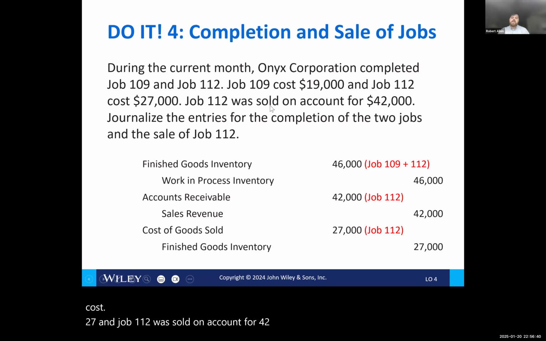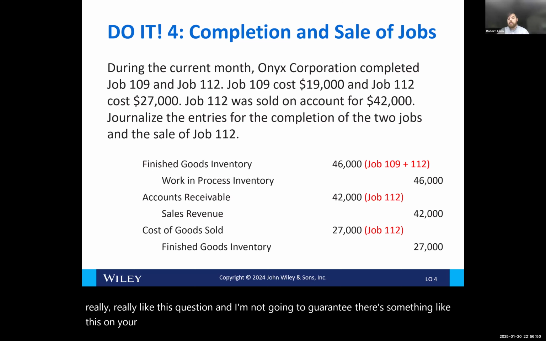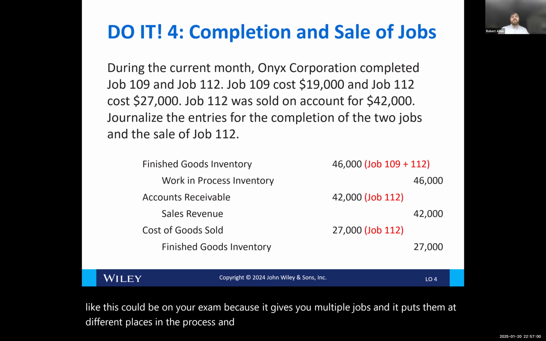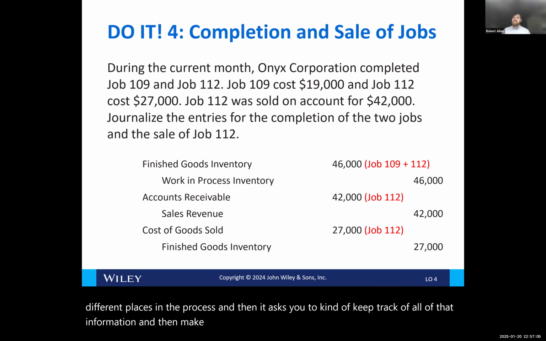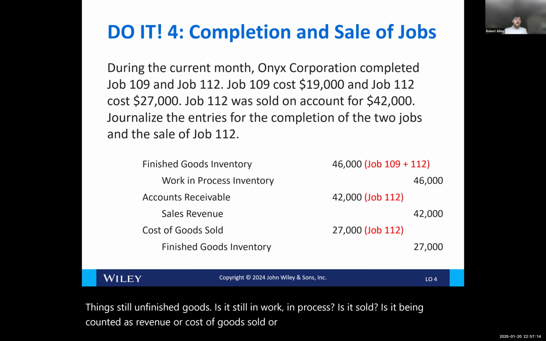Now, this is a great question. I really, really like this question. And I'm not going to guarantee there's something like this on your exam, but I am going to tell you there is a very high likelihood something like this could be on your exam, because it gives you multiple jobs and it puts them at different places in the process. And then it asks you to keep track of all of that information and then make decisions. So figuring out, is this thing still in finished goods? Is it still in work in process? Is it sold? Is it being counted as revenue or cost of goods sold, or where are the things at in all of this?